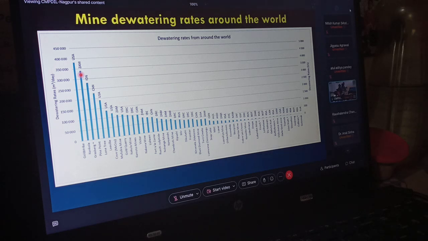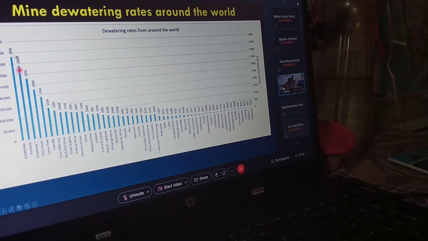So these are the statistical figures from across the world. When you see this figure, you can see the dewatering across the world, and the highest dewatering is happening from the Bolsward mine in the USA, where the abstraction rate is 390 cubic meter per day, and after that Konkola, a limestone mine, which is having around 3.4 cubic meter per day. The other mines have lower dewatering rates. This is the global scenario.